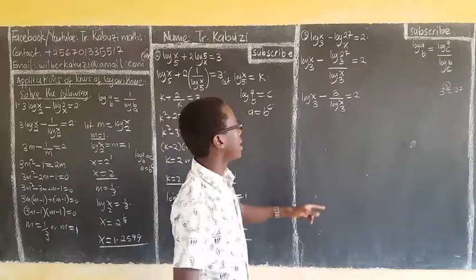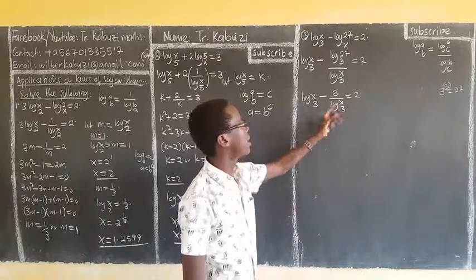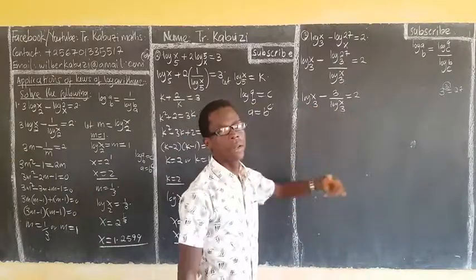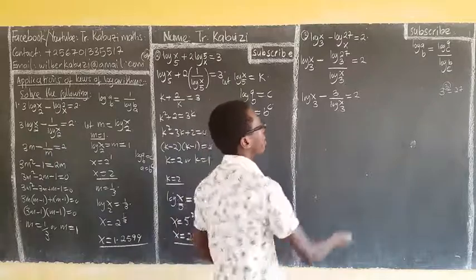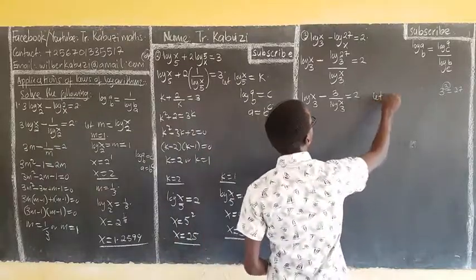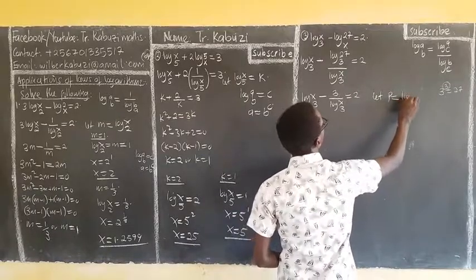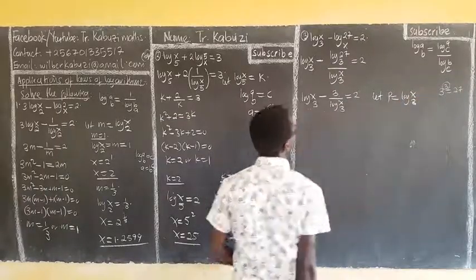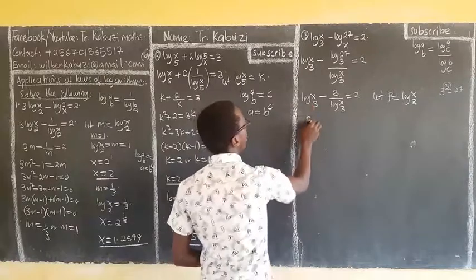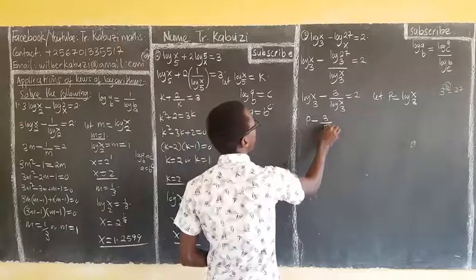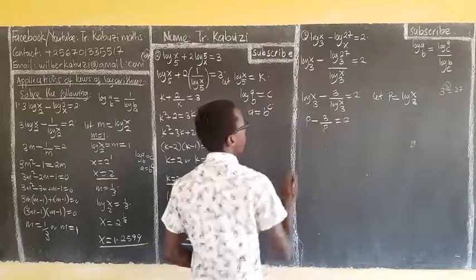Now it's the same step. We have the same thing. Now you remove this one and make a quadratic. So you say let p be log x base 3. This will be now p minus 3 over p equaling to 2. Multiply through by p.